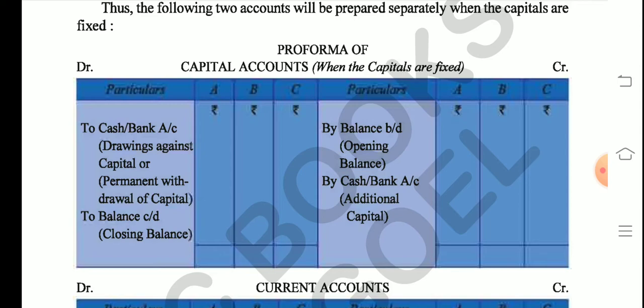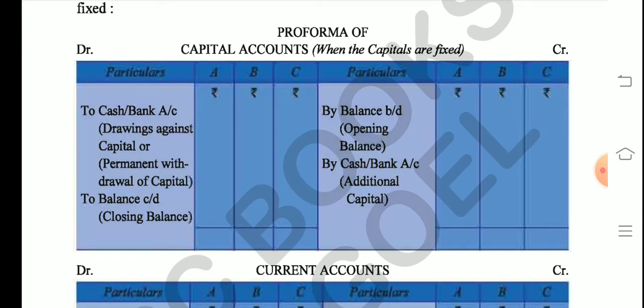Partners' capital account, particulars A, B, C, particulars A, B, C, and we will start the account from the credit side. Always remember that we start the account from the credit side, and if the account is positive, it closes on the debit side. If the profit is there, and profit is divided among the partners, it is never going to close on the credit side. The account is going to start from the credit side, and it will end at the debit side. So by balance BD and to balance CD.